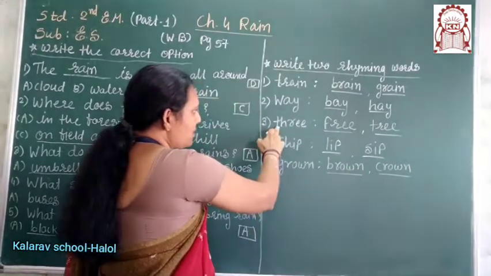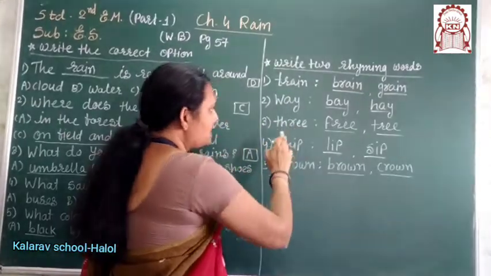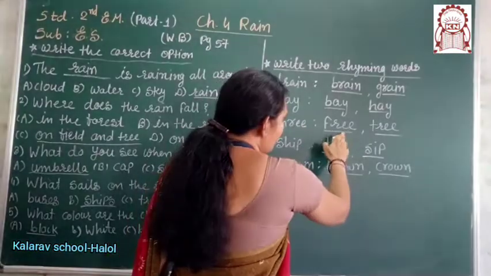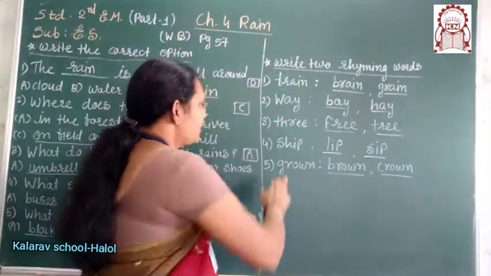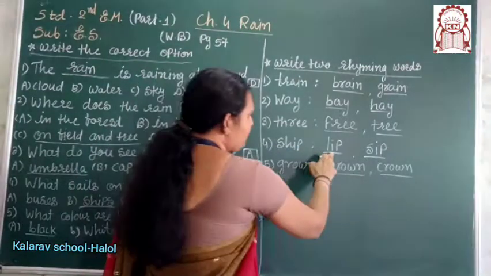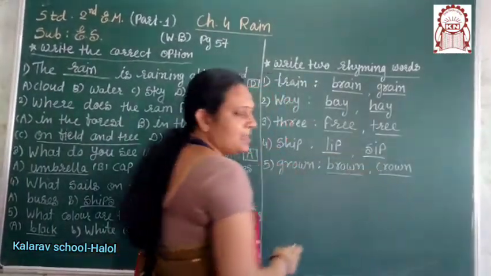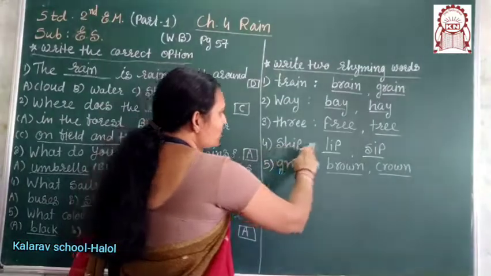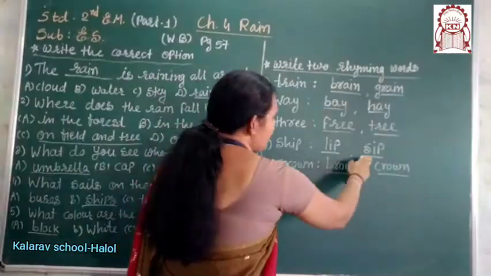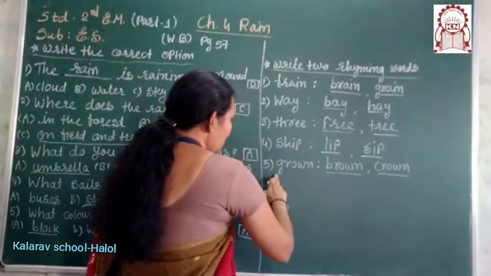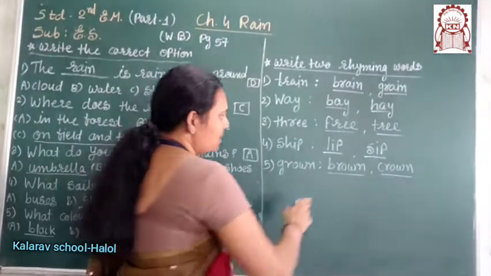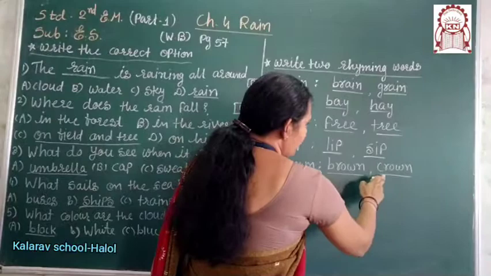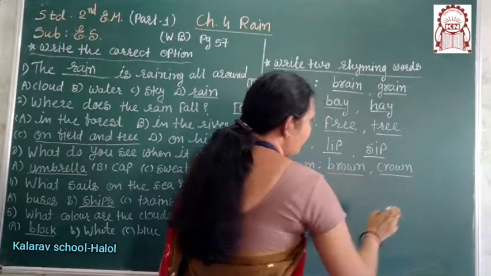Now third number, T-H-R-E-E, three. So F-R-E-E, free, T-R-E-E, tree. Now sheep. So L-E-A-P, leap, S-I-P, sheep. Look, the pronunciation of both is the same, one type of rhyming word. Now number 5, G-R-O-W-N, grown. It is B-R-O-W-N, brown, and C-R-O-W-N, crown.